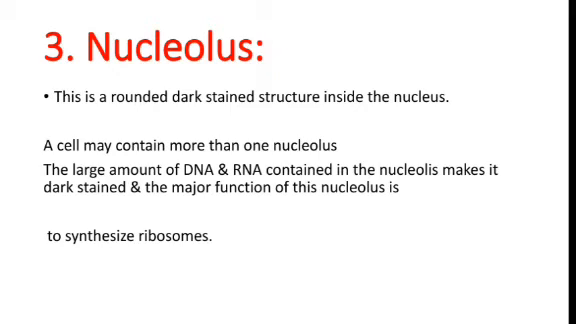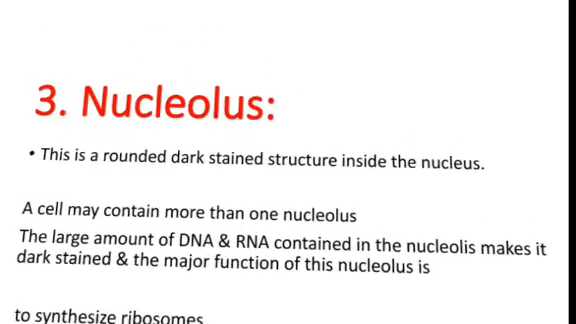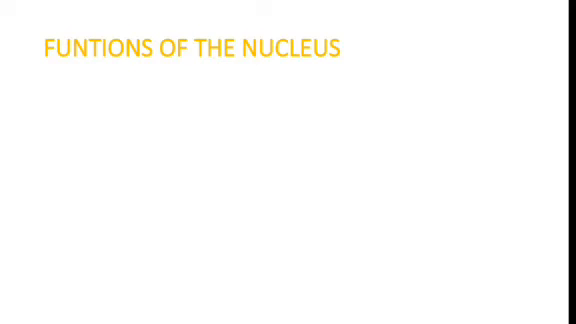So it contains large amount of DNA, which is deoxyribonucleic acid, and ribonucleic acid. So because they are in large amount, that's why it becomes black. So it is dark stained. And its major function is to synthesize ribosomes. So that is its major function.